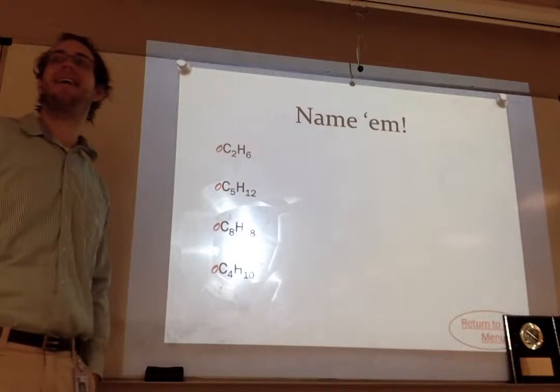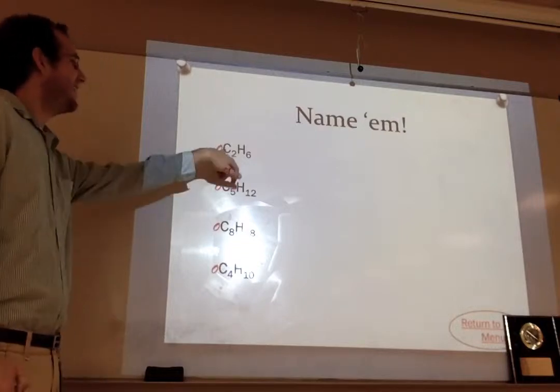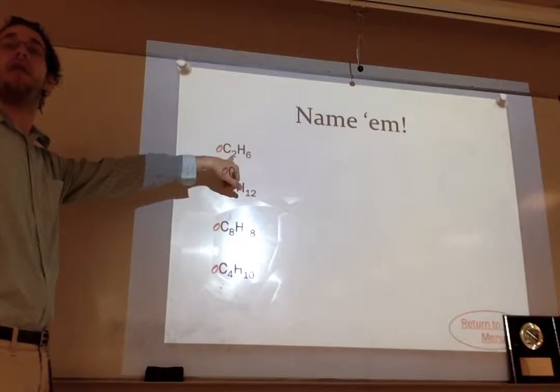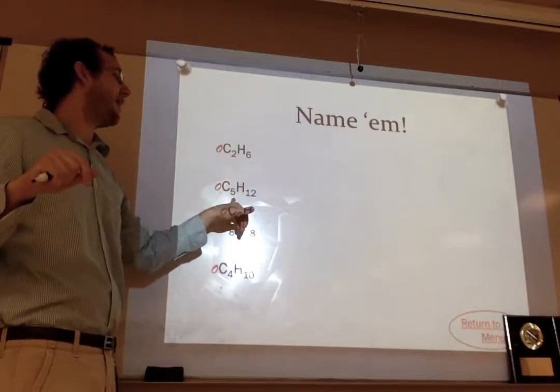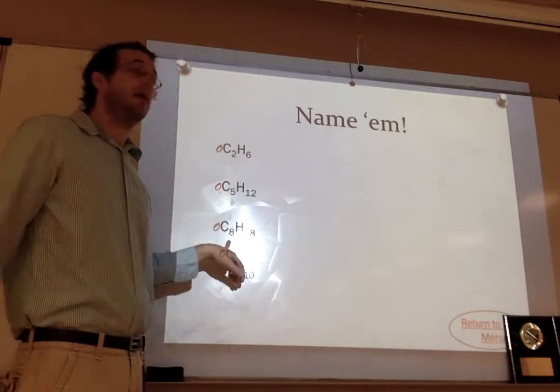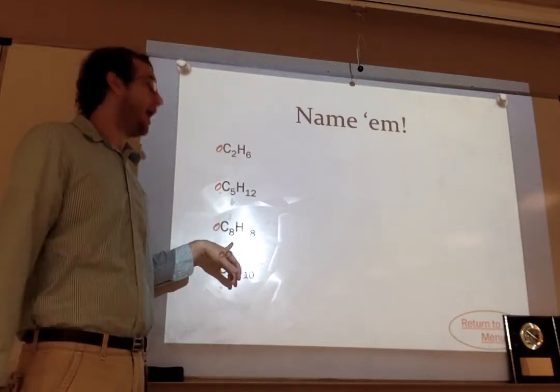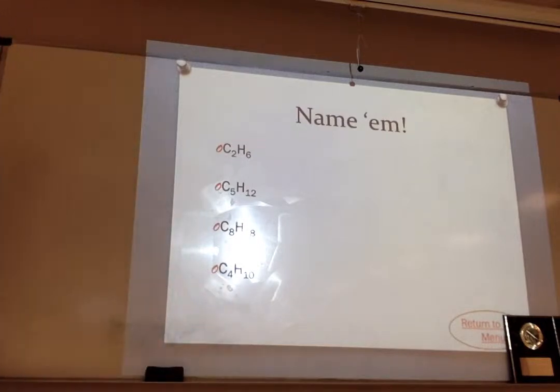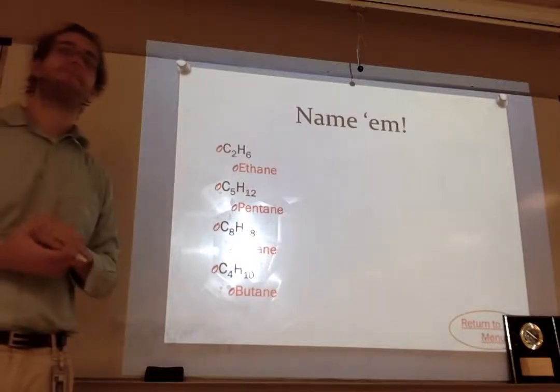This is why I'm here. C2, meth, eth. Ethane. C5 is pentane. C8, octane. C4, butane. What is 6 and 7? 6 is hexane. 7 is heptane.